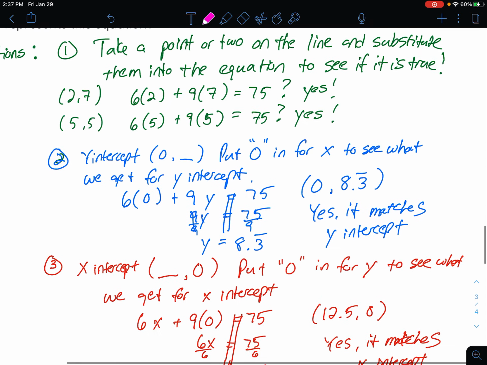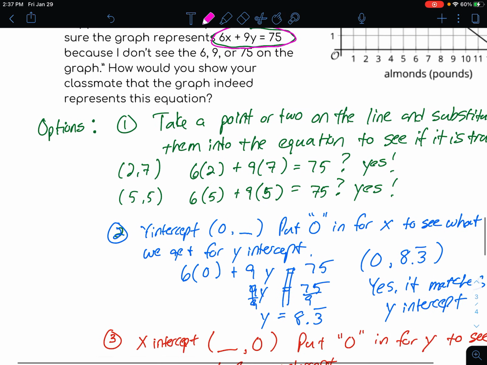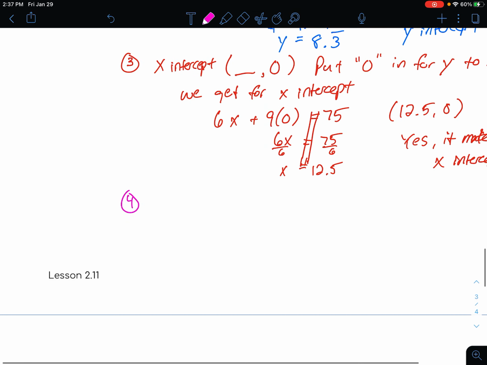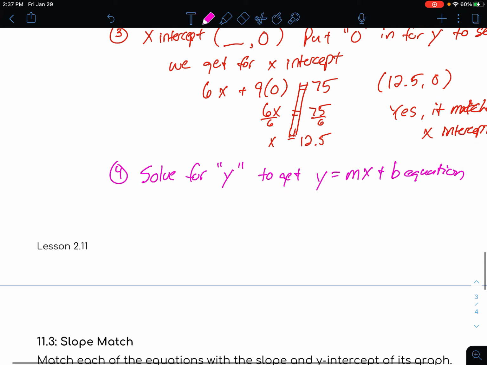So one thing we could do is take our equation and rearrange the equation and solve for y. In other words, get it into its intercept form, and then maybe we can see more information about graphs. So let's solve for y to get y equals mx plus b equation. And then we can check out what we get for the slope and the y-intercept. So our equation was 6x plus 9y equals 75.